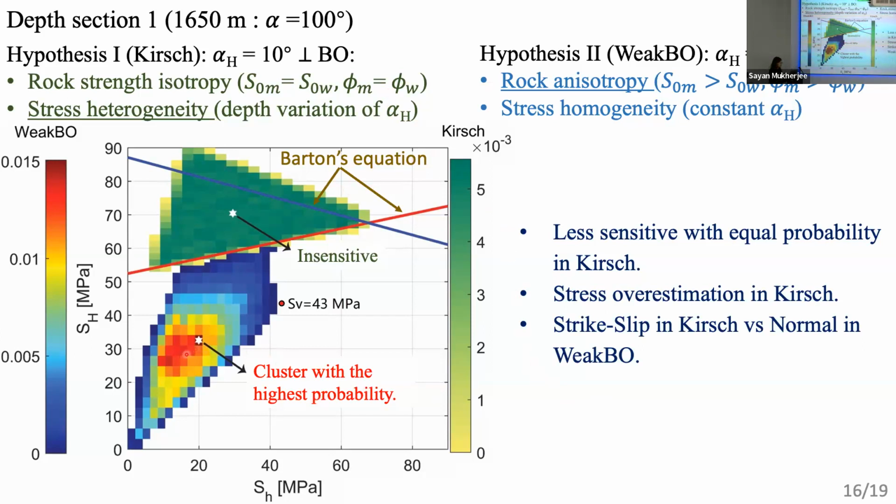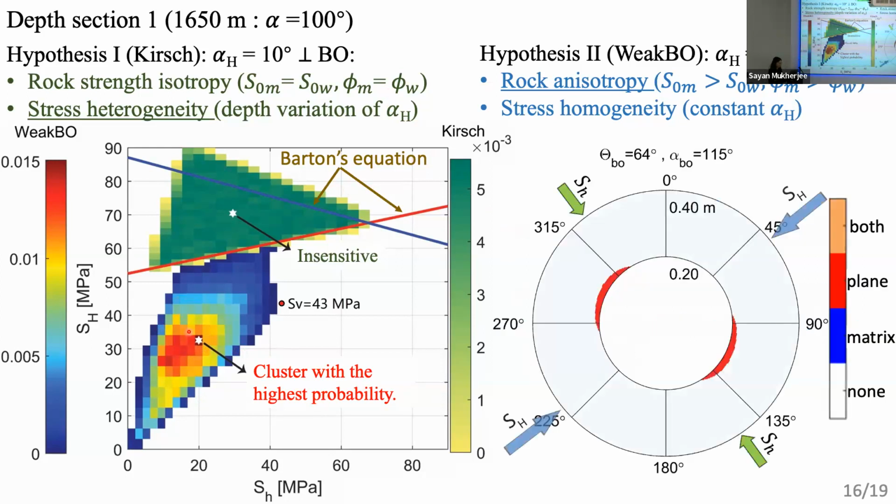So if we take this white marker denoted here and model how the wellbore fails, we could indeed see that the wellbore is actually failing in the weak planes, not in the conventional way, not failing in the log matrix denoted by the blue color here.